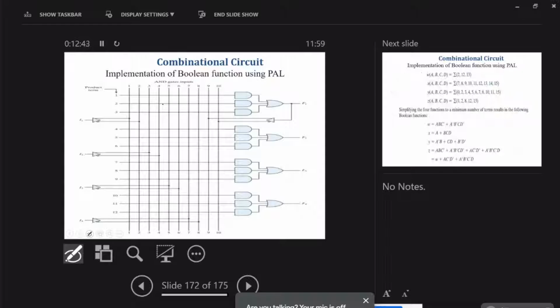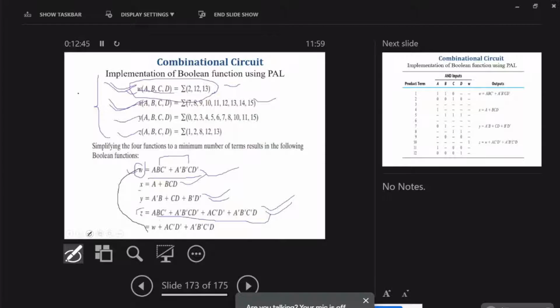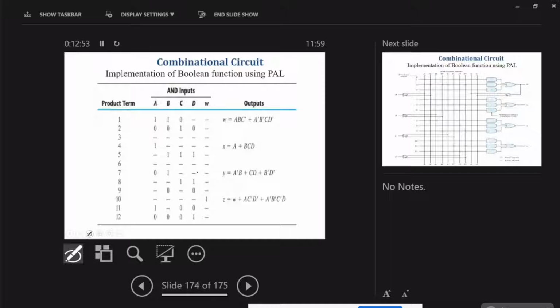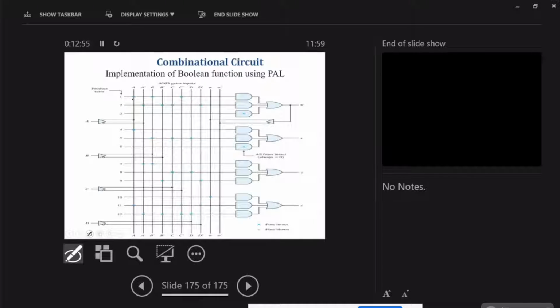See, so for W, what we want, A B C dash plus A dash B dash C D dash. Okay. So each and every input will go through the buffer and the inverter.